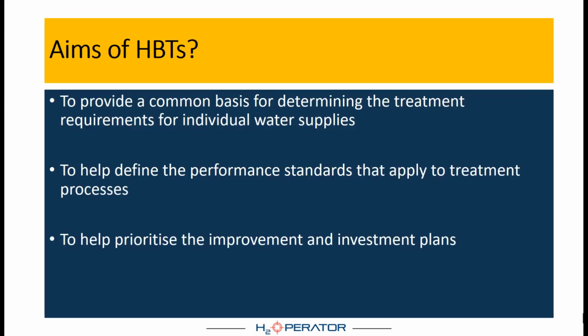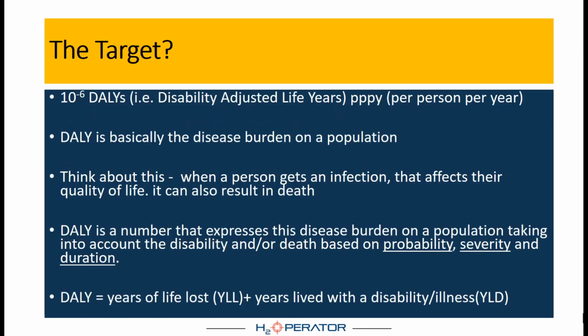Now, what are the aims of health-based targets? The first aim is to provide a common basis for determining the treatment requirements for individual water supplies. The next aim is to help define the performance standards that apply to treatment processes. The third aim is to help prioritize the improvement and investment plans. Now, let's look at the targets.